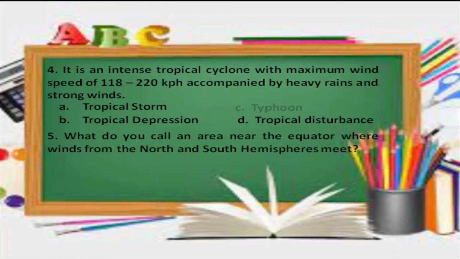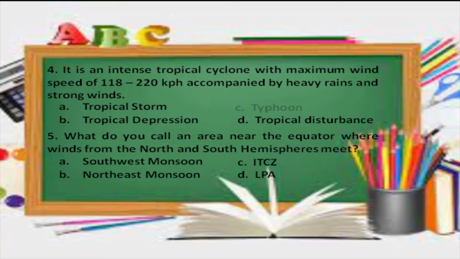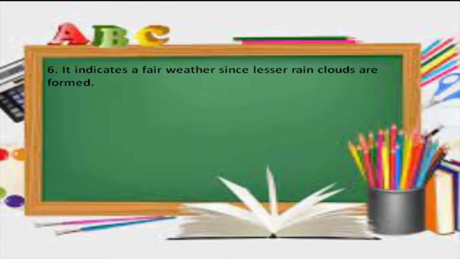What do you call an area near the equator where winds from the north and south hemispheres meet? A. Southwest monsoon. B. Northeast monsoon. C. ITCZ. Letter D. LPA. The answer is letter C. ITCZ. Let's proceed to item number 6.